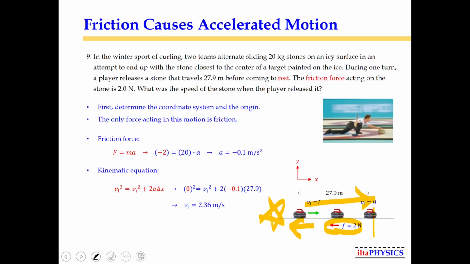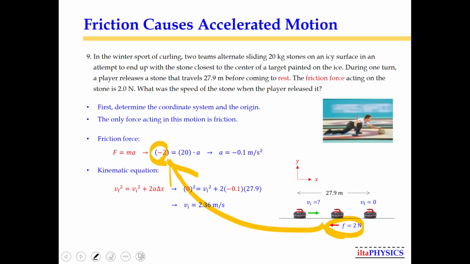Now let's apply Newton's second law, F equals ma. Since the friction force acts to the left, F is negative 2 newtons. The mass of the stone m is 20 kilograms. Therefore, the acceleration a is negative 0.1 meters per second squared. The reason the sign is negative is that the acceleration is acting in a direction that decreases the velocity. Now, let's find the initial velocity using the kinematic equation.